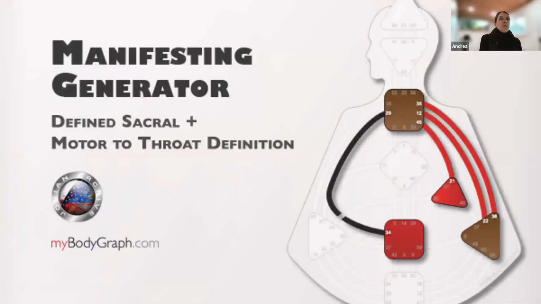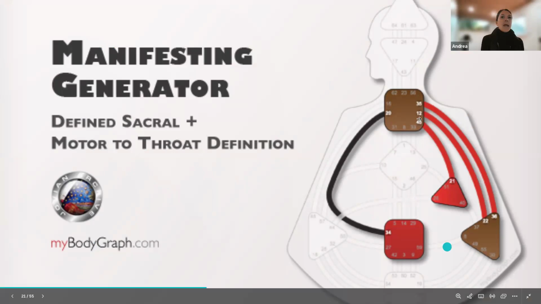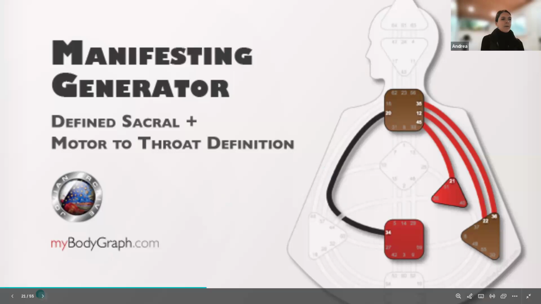So with this slide, I wanted to point out that the difference between a generator and a manifesting generator is that they have the defined sacral and the throat center. What defines a manifestor is having that defined throat center connected to one of the bottom centers. Again, I don't want to go into too much detail about this because I know there's a lot and I don't want to confuse us too much. But I thought I would throw that in just so you're aware of why someone would be a manifesting generator versus just a generator.